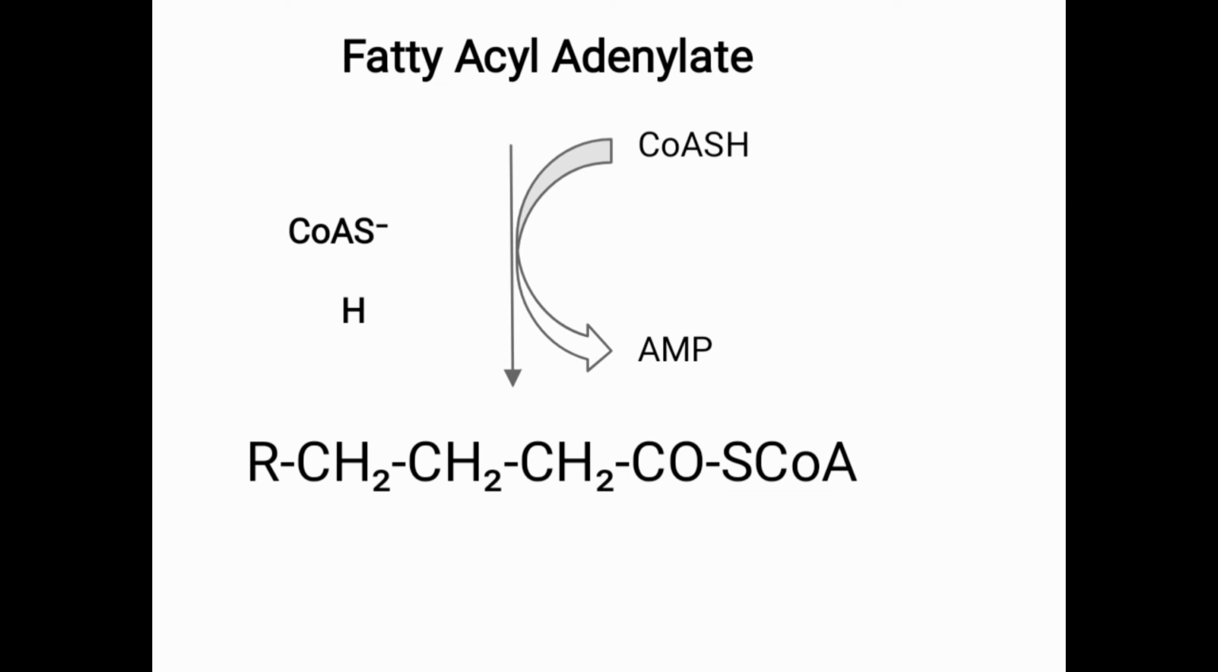The next step is still catalyzed by thiokinase, the acyl-CoA synthetase. This is the second step, where it combines with the coenzyme A and removes the adenosine monophosphate, the AMP. So what it does is this coenzyme A, which is in the cytoplasm, cytoplasmic coenzyme A.